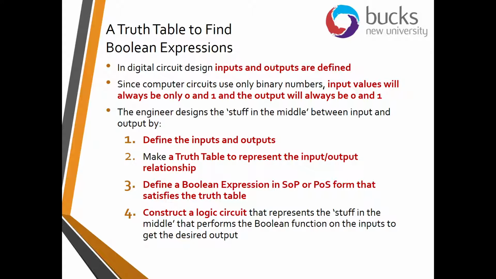So the engineer designs the stuff in the middle between input and output by, firstly, defining the inputs and outputs that we want. Secondly, make a truth table to represent the input-output relationship with combinational logic. Third, define a Boolean expression in either sum of products or products of sums form that satisfies the truth table. And then fourth, finally, we construct a logic circuit that represents the stuff in the middle that performs the Boolean function on the inputs to get the desired output.